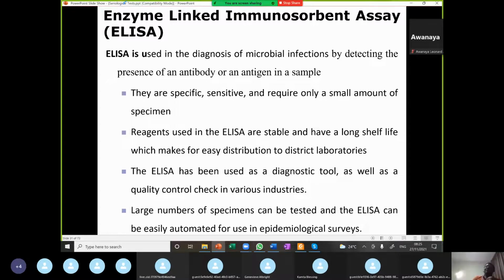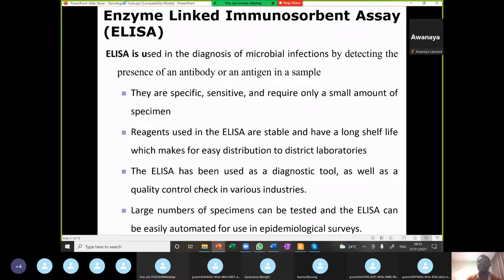ELISAs are very specific and very sensitive and require only very small amounts of antigen or antibody in a specimen. So immediately we start producing antibodies, ELISA is able to pick it up even within the first few hours or first few days.